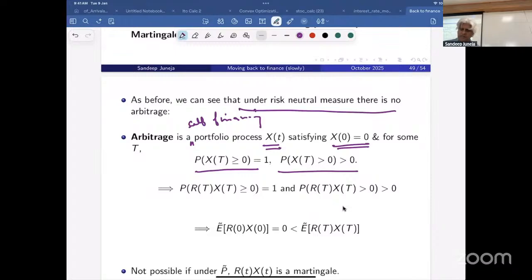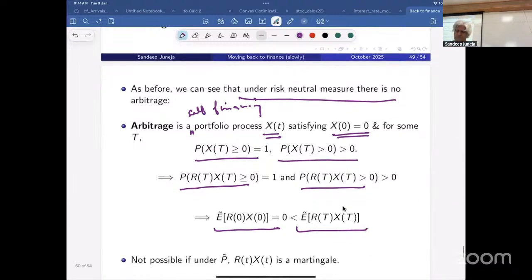Now this also implies that the discounted process has the same property, since RT is strictly positive. This implies that if this quantity is 0, then this quantity must be positive, right? So if indeed a risk neutral measure exists, then this cannot happen. So arbitrage cannot happen, because under the risk neutral measure, the self-financing portfolios are martingales. So we need self-financing here.